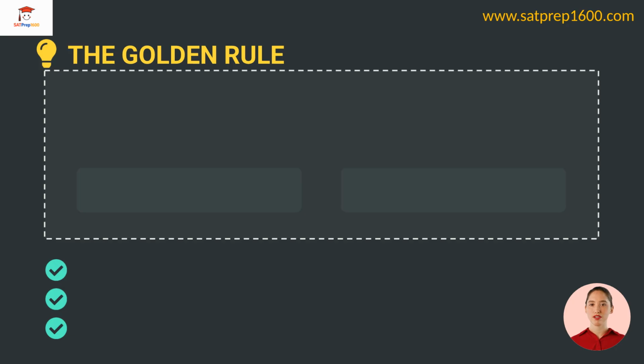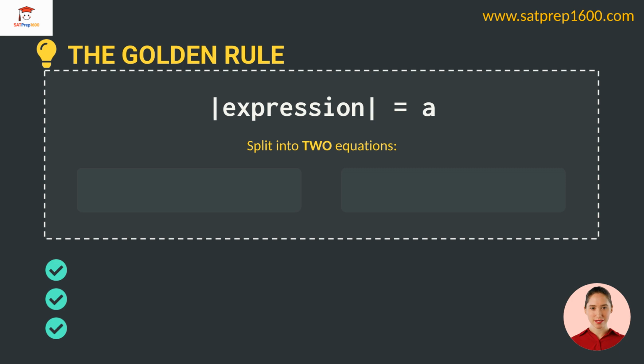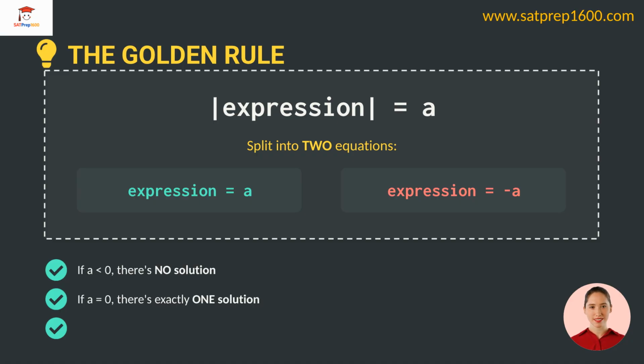Here's the golden rule for absolute value equations. When you see an absolute value expression equal to a number a, you split it into 2 separate equations. The first equation, just drop the absolute value bars and set the expression equal to a. The second equation, drop the bars and set the expression equal to negative a. Quick reminders, if a is negative, stop right there, no solution exists. If a is 0, you get exactly 1 answer, and if a is positive, you'll get 2 solutions.